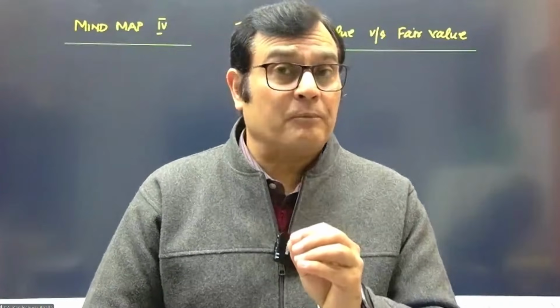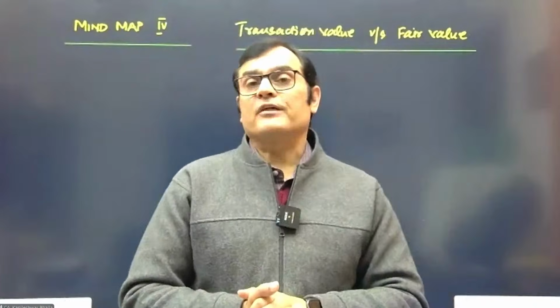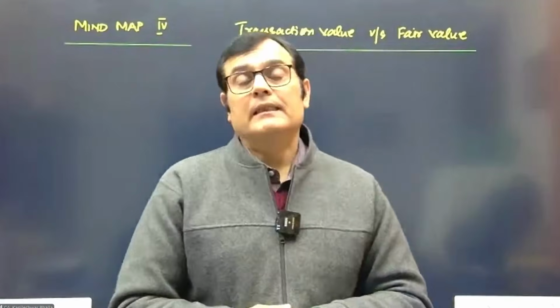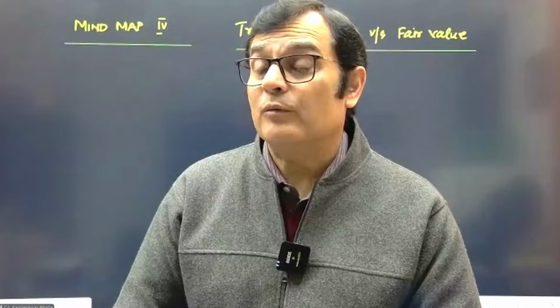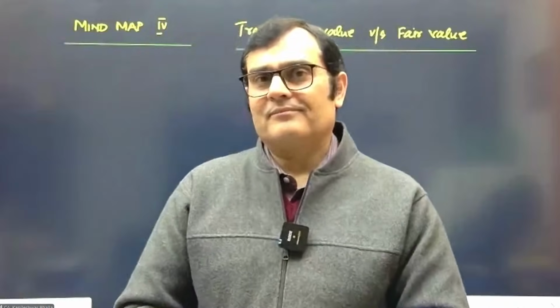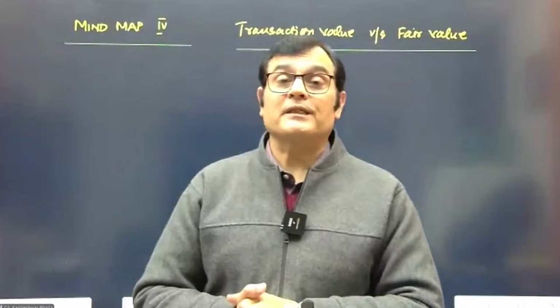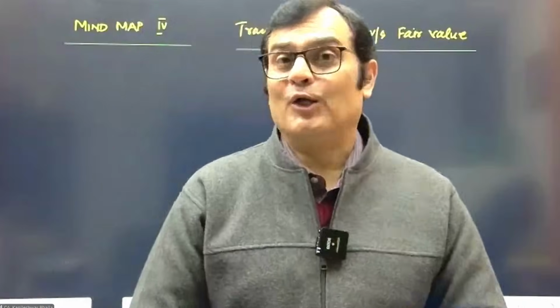Then everything depends upon the source of the fair value. We decided that your source of the fair value could be observable data. If it is a case of observable data, do you recall where you put the difference between the transaction value and the fair value? If the difference arises and the fair value data is coming from observable inputs, then where do you put the difference? That's right, it is put in the profit and loss. It is called a day one gain or loss.